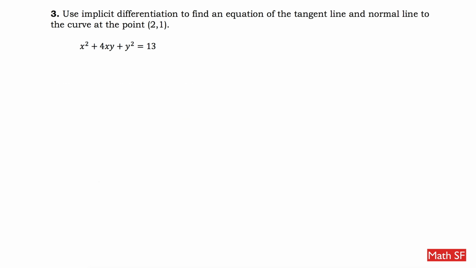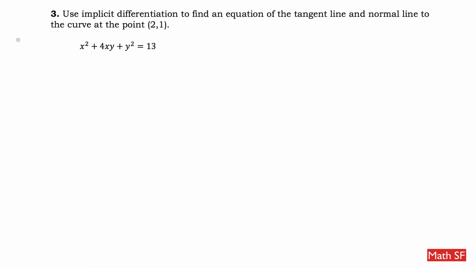So let's do problem number 3. Use implicit differentiation to find an equation of the tangent line and the normal line to the curve at the point (2, 1). Recall that anytime you're being asked to find the equation of a line, you need the slope and the point. We do have the point, but we do not have the slope of the tangent line. To find the slope of the tangent line, you pretty much need to find y prime.